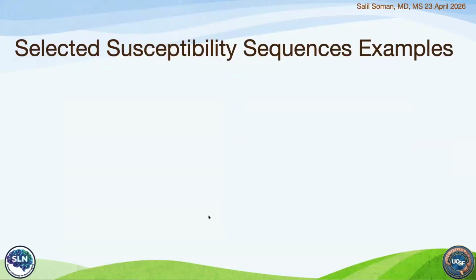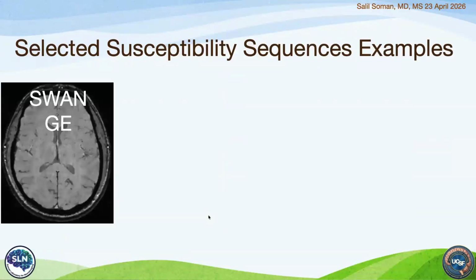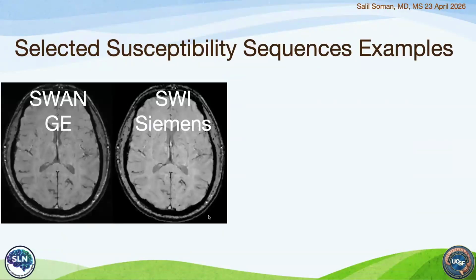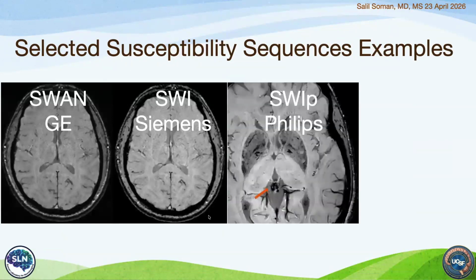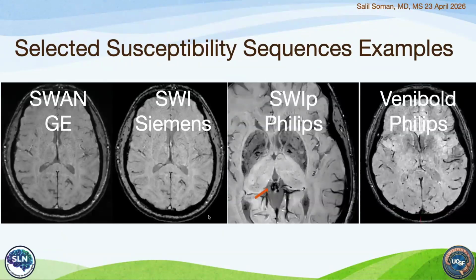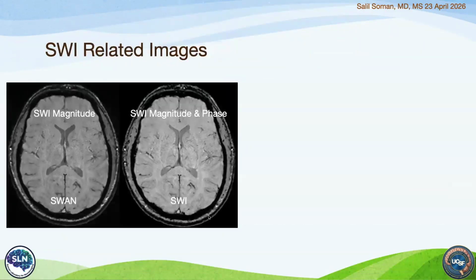In some other examples, from GE there's this product called SWAN. From Siemens, there's something called SWI. Those are the main images that you'll see, but from them you'll often see derived images. Philips has SWIP, or Venibold, and there are others, but these are some imaging examples that you'd also see, right? But that being said, for any of these susceptibility images that you'll see, separate from these magnitude images that you have here, right?